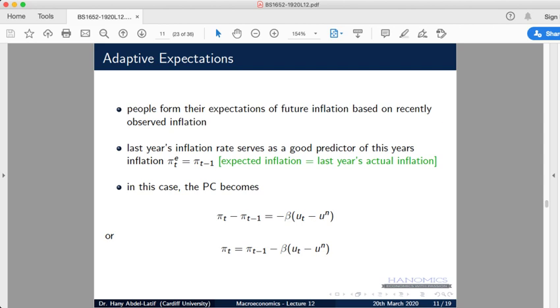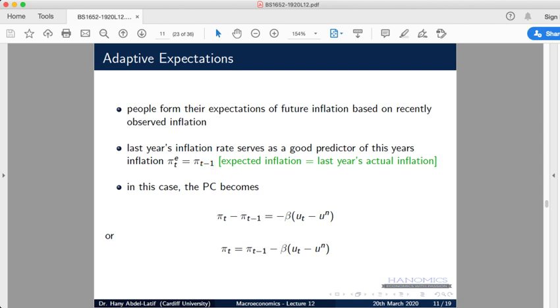So adaptive expectations means people form their expectations of future inflation based on recently observed inflation. So last year's inflation rate, or the last time period, t minus one, whether you talk about months, quarters, or years, serves as a good predictor of the t inflation rate. You can write it that way: the expected inflation in time t equals the actual, or observed, inflation in time t minus one.